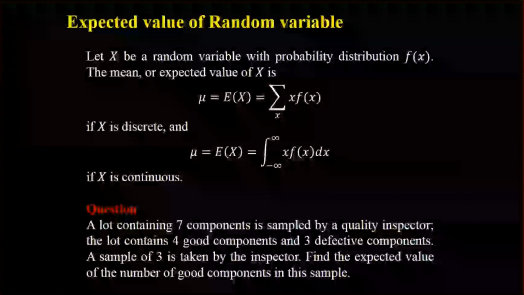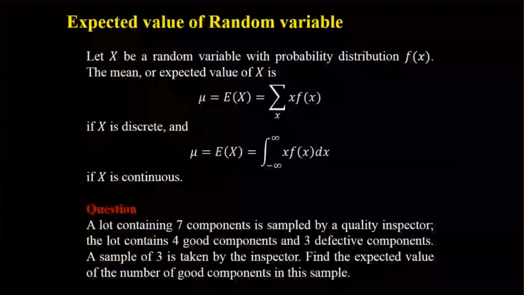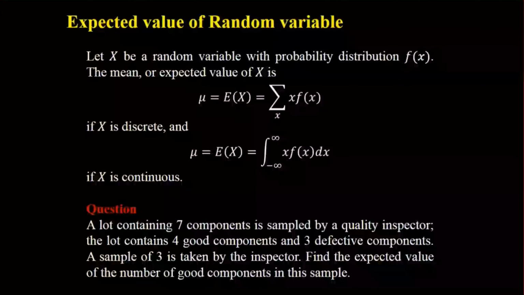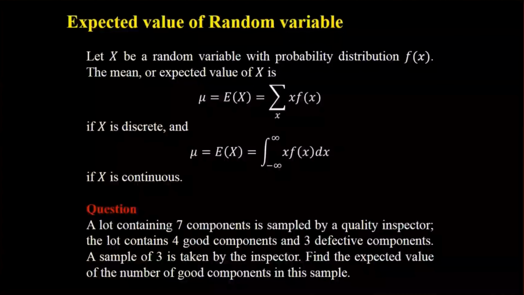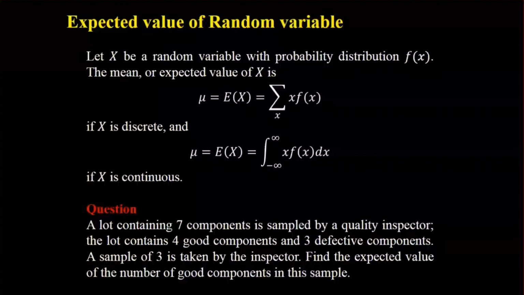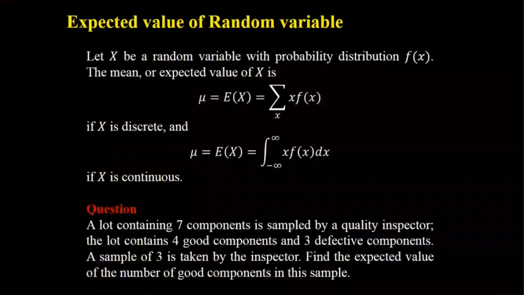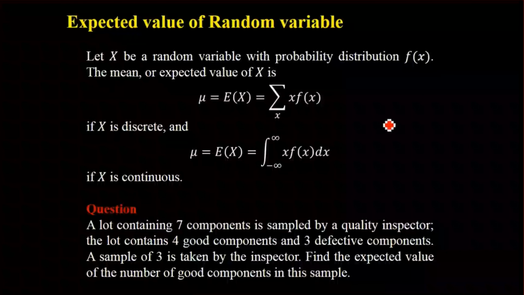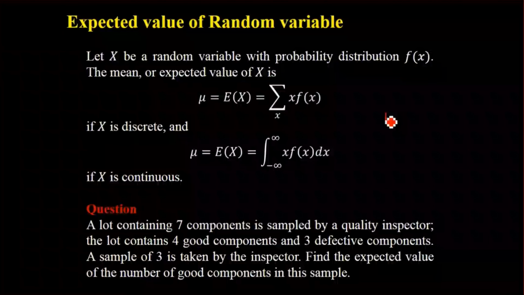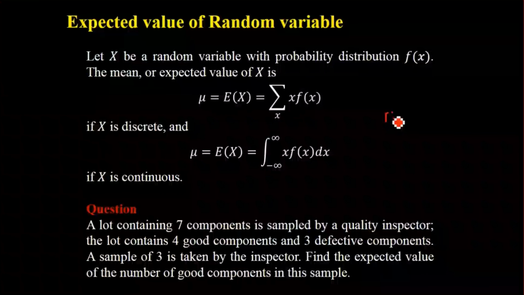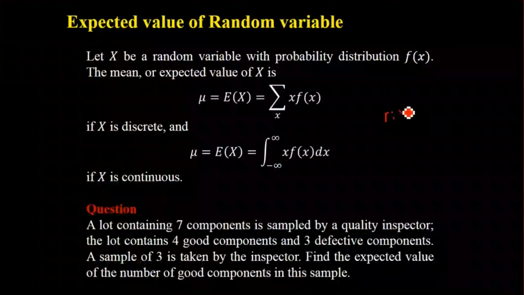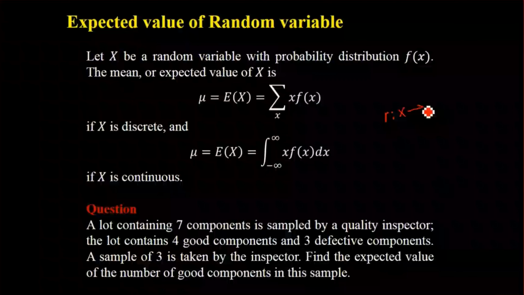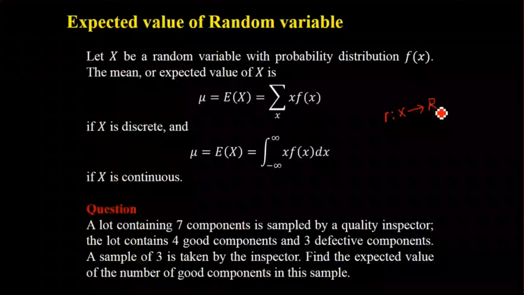So last class we discussed that in statistics, the random variable plays an important role, and we defined what that is mathematically. A random variable R is a mapping from X, the sample space, to a real number R.